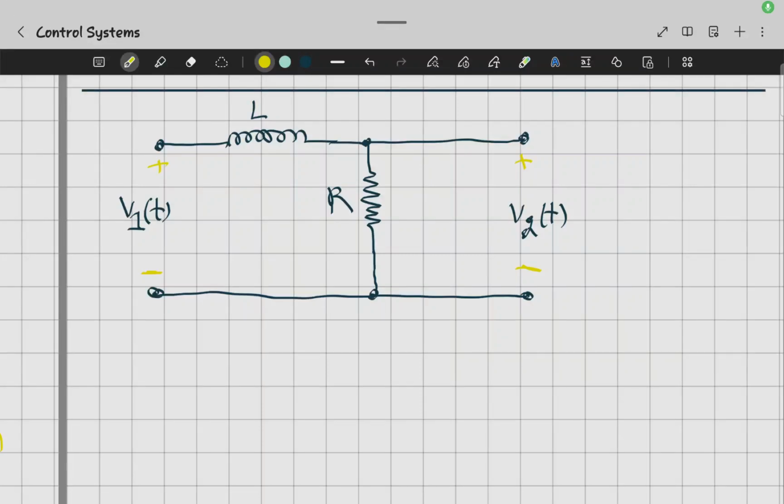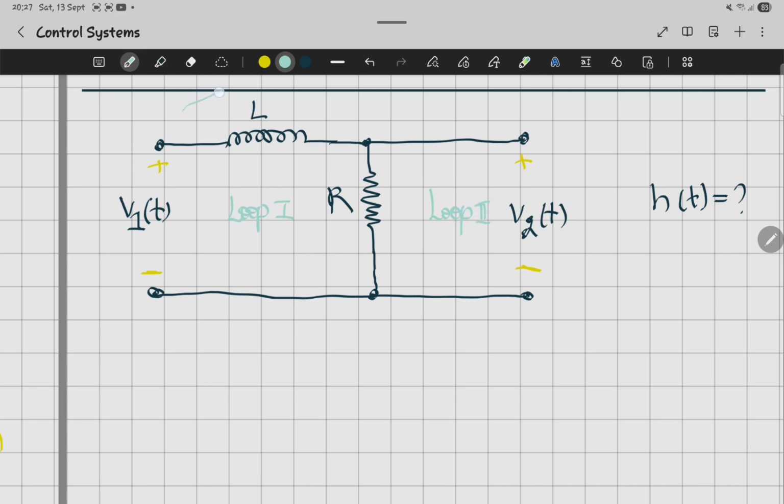So this is another question, and you are asked to find the transfer function. If you have to find the transfer function, what you should know before you start is that we've got the first loop, and the second loop.